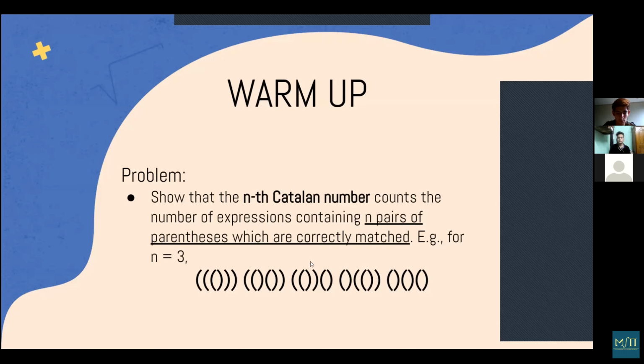For example, for n equals 3, this is one permissible good parentheses arrangement. This is another one, this is another one, this is another one, and this is another one, right? So there are in total 5. And 5 is one of the Catalan numbers. I guess 5 is the third Catalan number. So, all right.